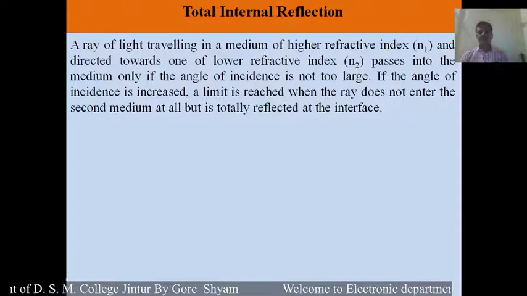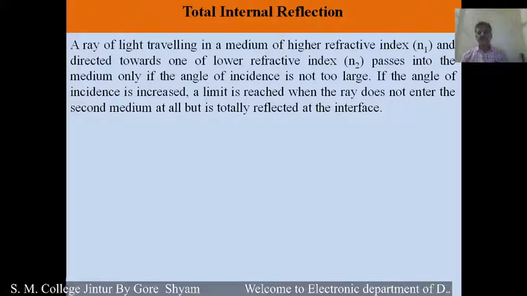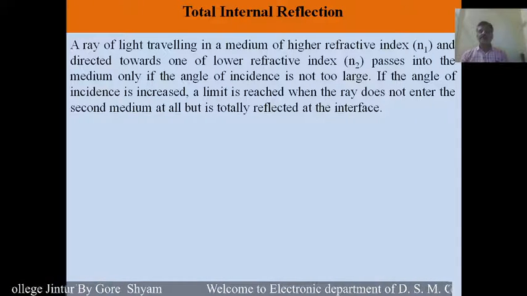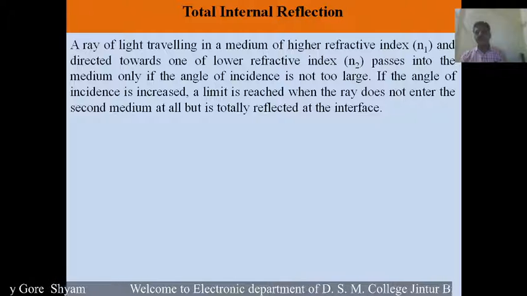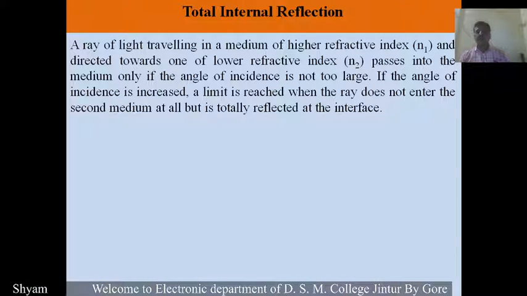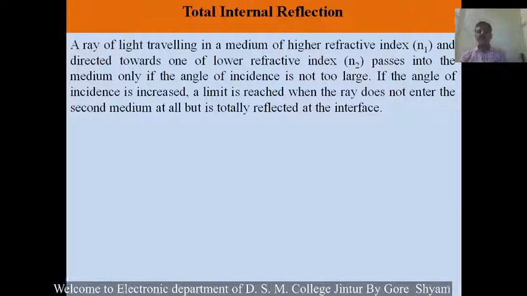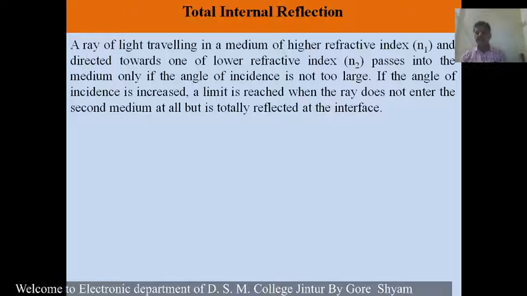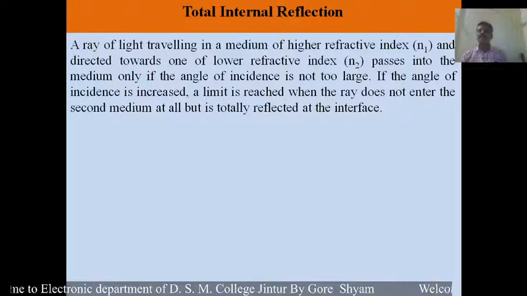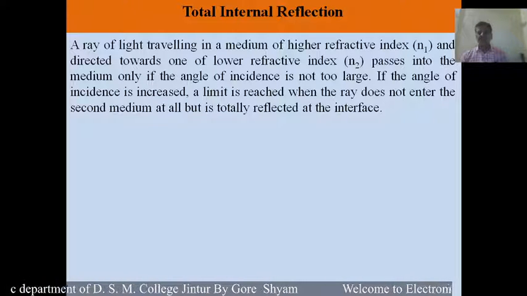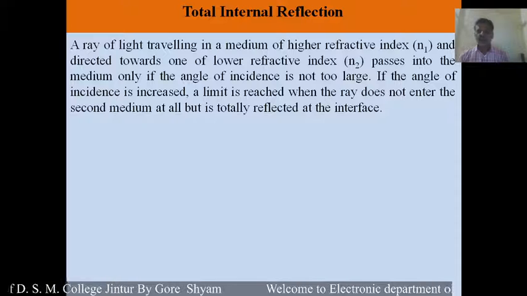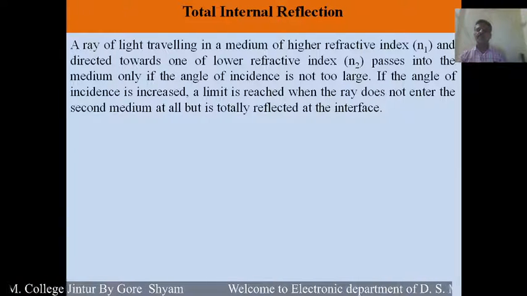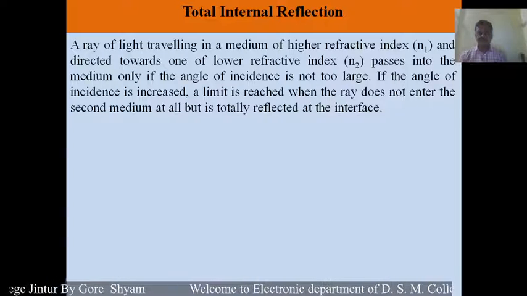Here the concept of total internal reflection is: when light travels from a medium of higher refractive index into a medium of lower refractive index, if the angle of incidence is too large, then if we increase the angle of incidence, one limit is reached when the ray does not enter the second medium at all, but it is totally reflected at the interface.